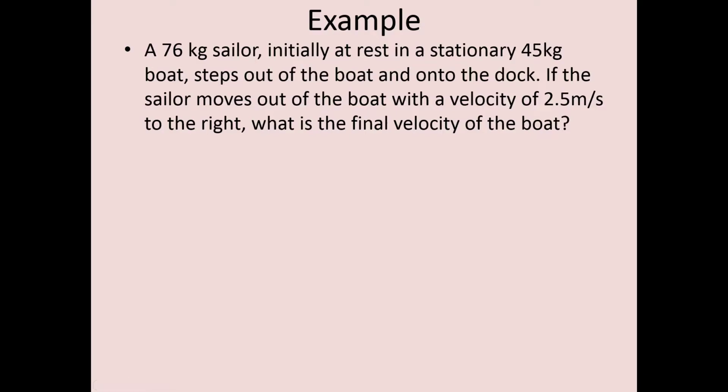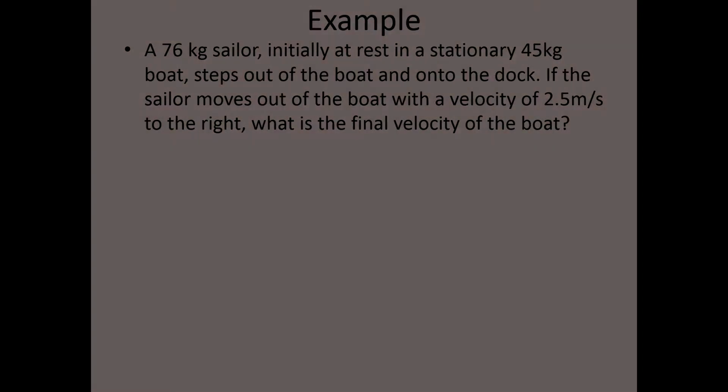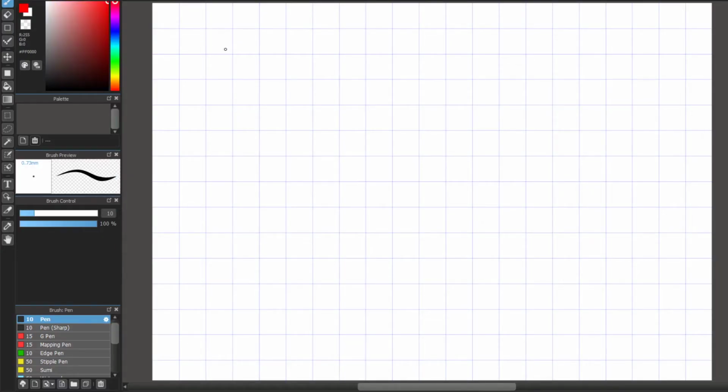A 76 kilogram sailor, initially at rest, in a stationary 45 kilogram boat, steps out of the boat and onto the dock. If the sailor moves out of the boat with a velocity of 2.5 meters per second to the right, what is the final velocity of the boat? Let's start by writing the information that we do know. Let's start with the sailor.